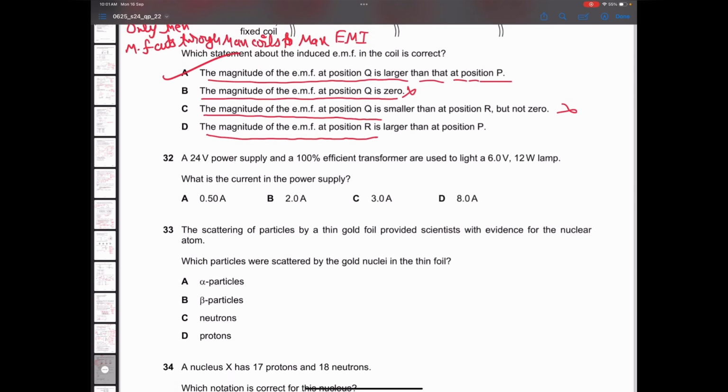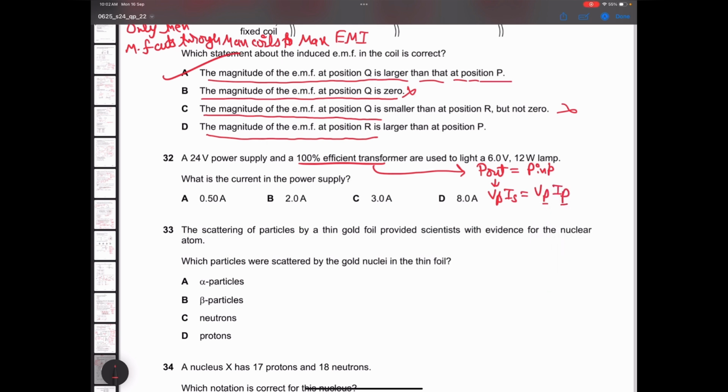Question number 32. A 24 volt power supply and 100% efficient transformer. Whenever we see a 100% efficient transformer, this formula clicks in our mind: power output will be equal to power input. Power output is the secondary side, so VS IS is equal to power input, the primary side, VP IP.